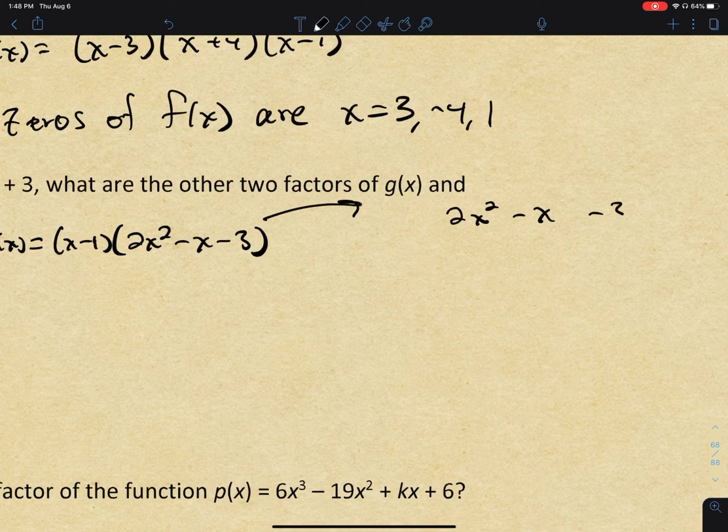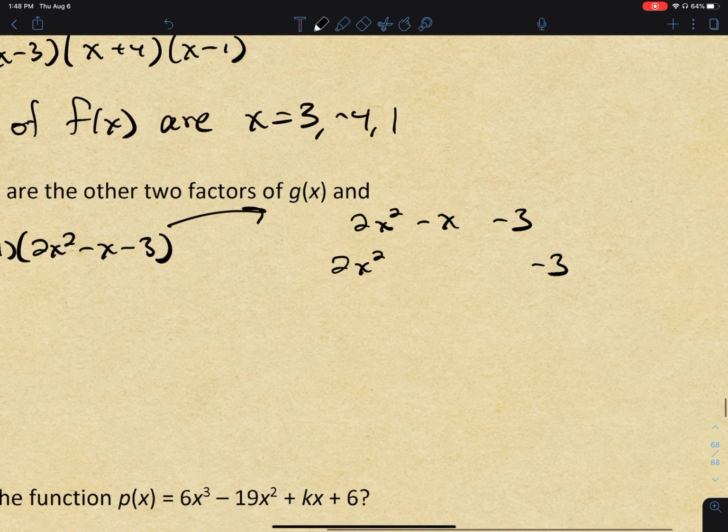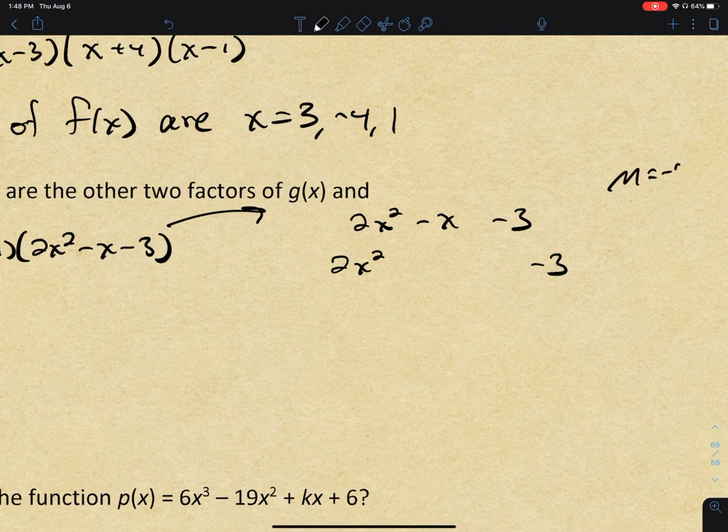I'm going to split the middle term and factor by grouping. I need two terms that multiply to get 2x squared times negative 3. That's a negative 6x squared. Same two terms add to get the middle term of negative x.